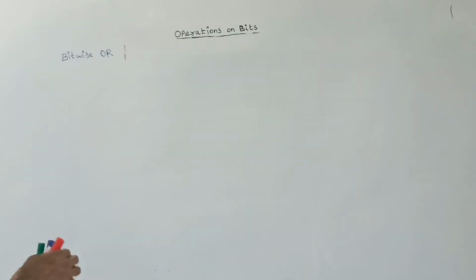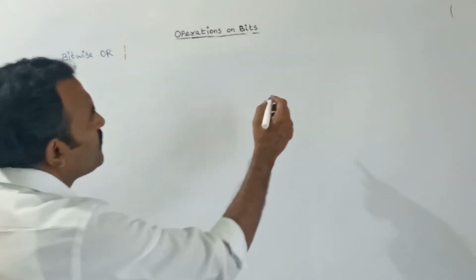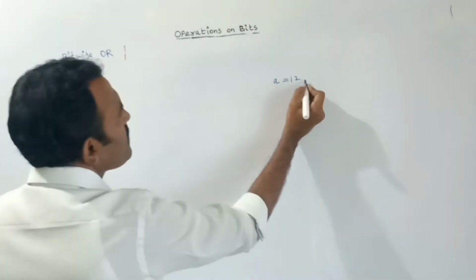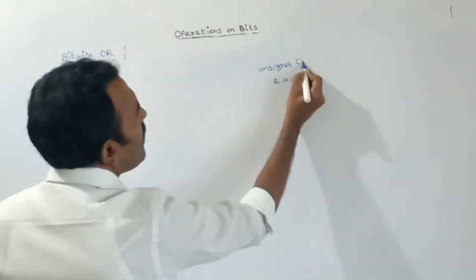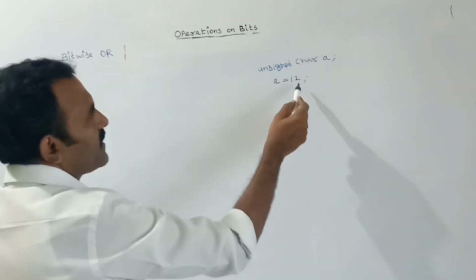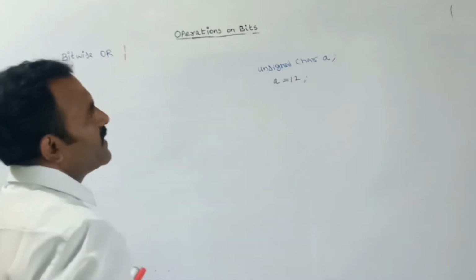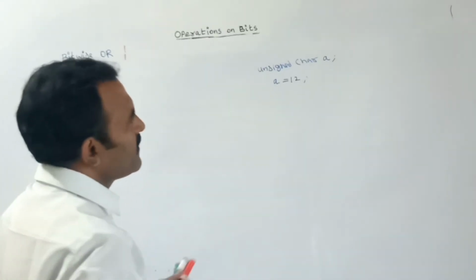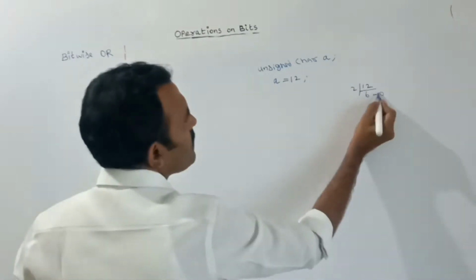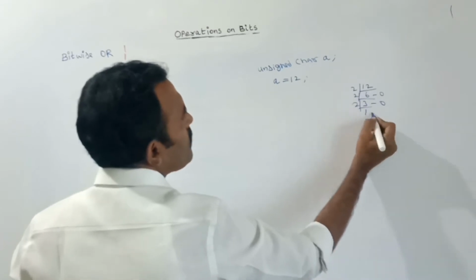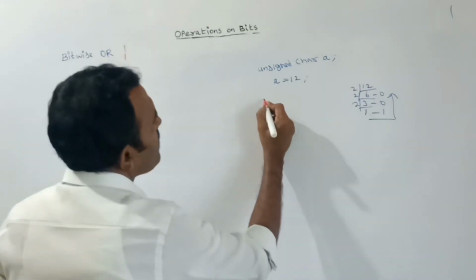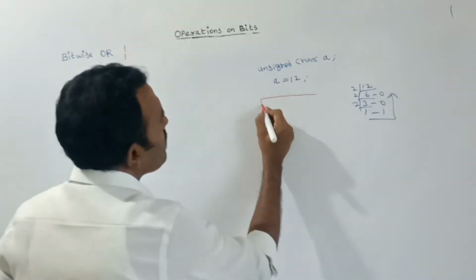See, for example, suppose you are storing the value 12 to the variable a. Suppose we are declaring the variable a as unsigned character, and you are storing the value 12 to the variable a. See, what is the binary value of 12? If you convert this 12 into binary, here for unsigned character the default size is 8 bit.